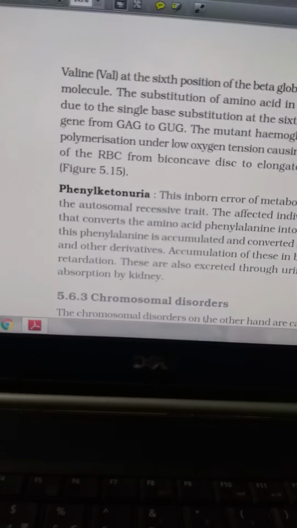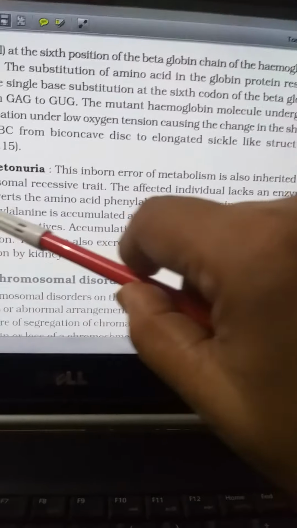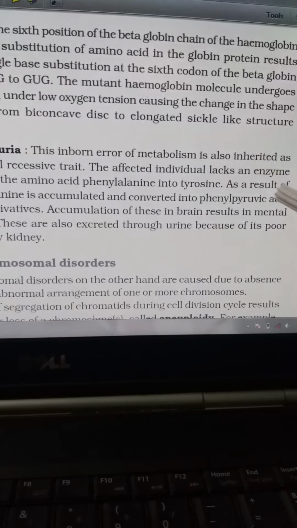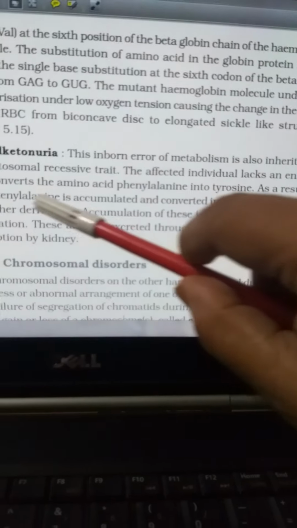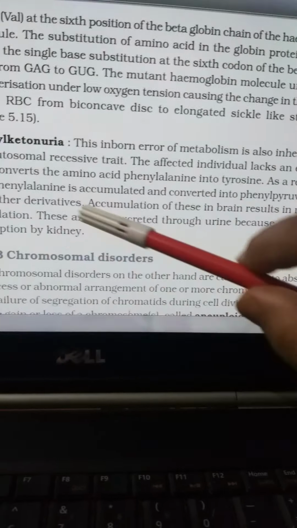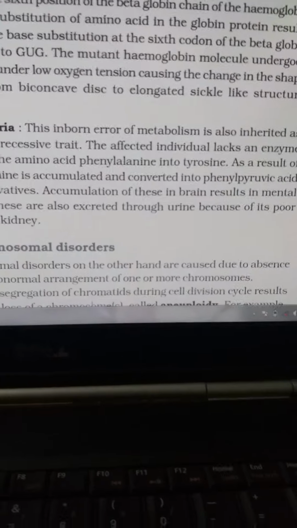And phenylketonuria is, see, it is an enzyme defect. This is the enzyme that converts the amino acid phenylalanine into tyrosine. So what has happened? As a result, phenylalanine is accumulated and converted into phenylpyruvic acid. So that is a metabolic disorder. This is an inborn error of metabolism.